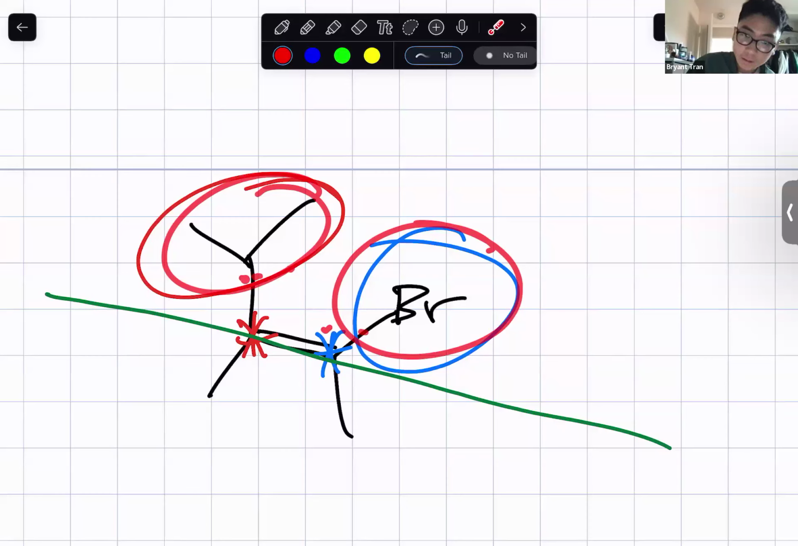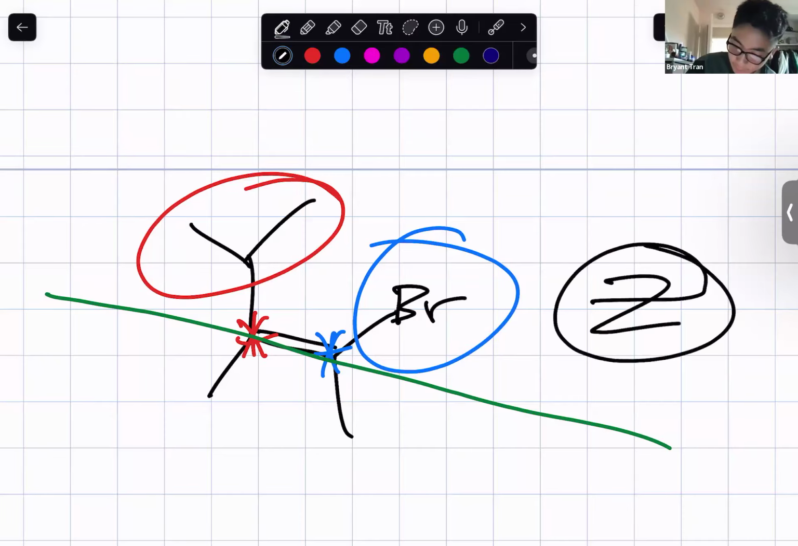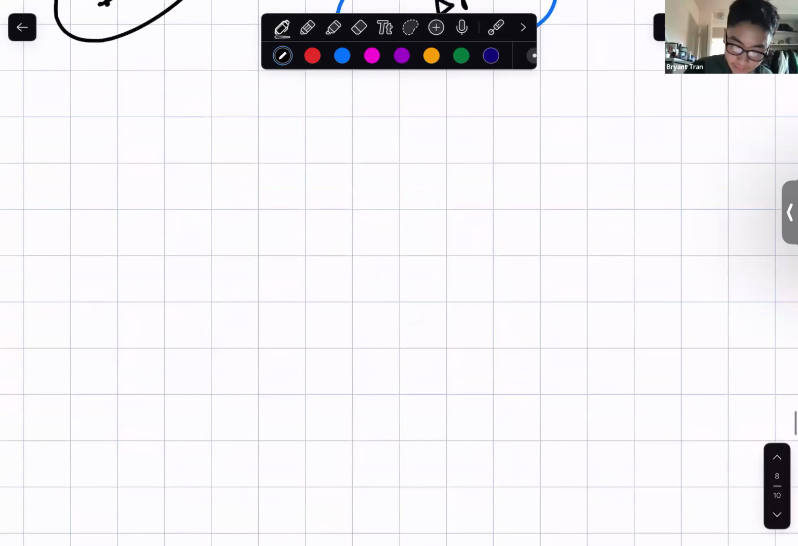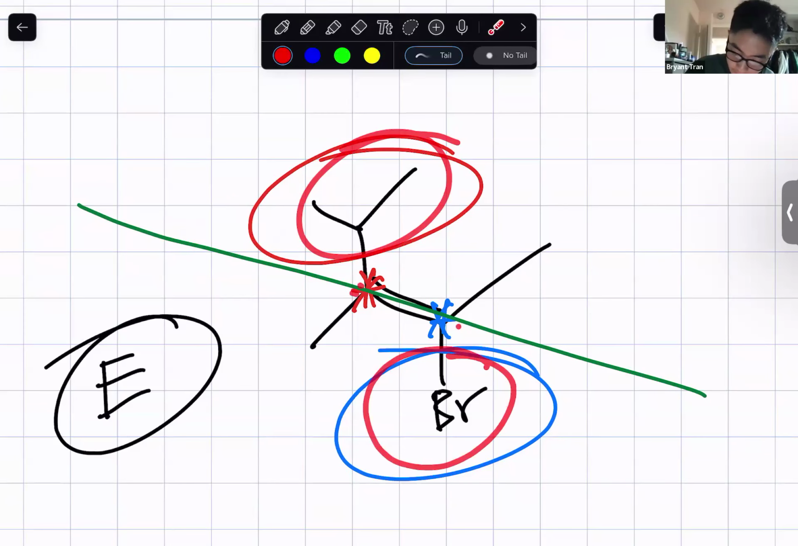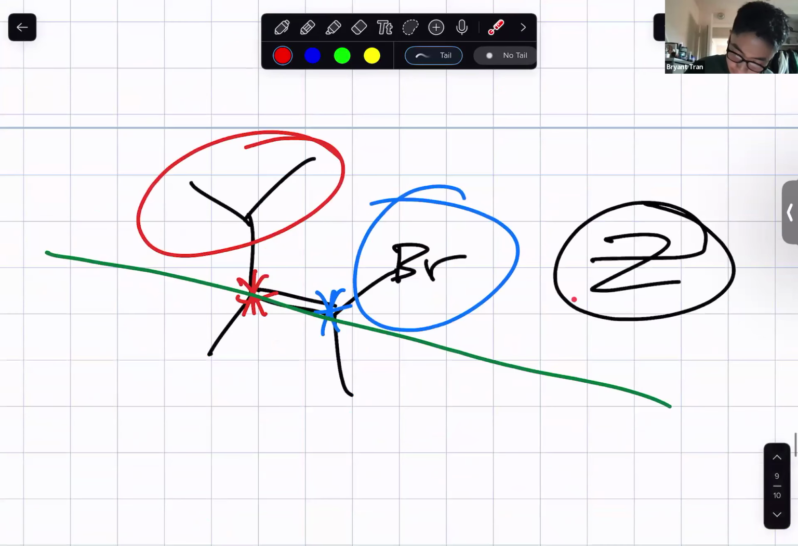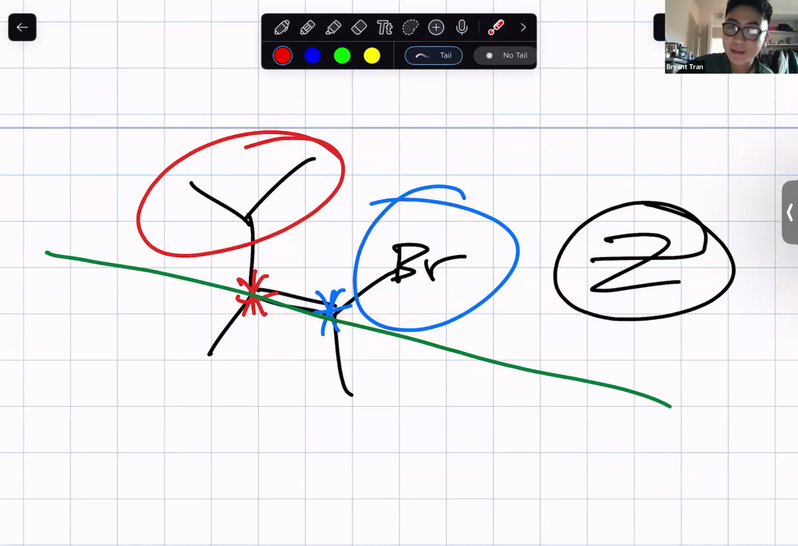They're on top of the line, right? And because they're on the same side of the line, we call this a Z alkene instead of an E alkene. An E alkene would be when the highest priority groups, one from each carbon, are on opposite sides of the line through the alkene. The Z alkene is when the two highest priority groups, one from each carbon, are on the same side of the line, like that.